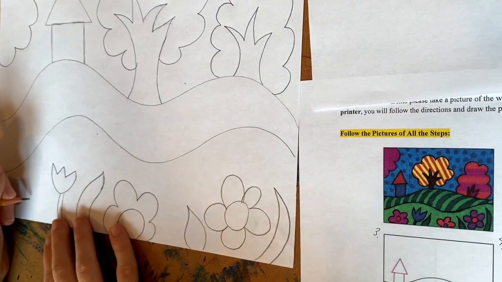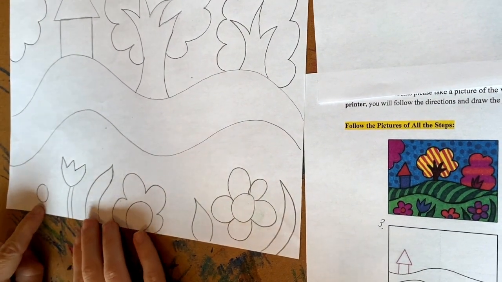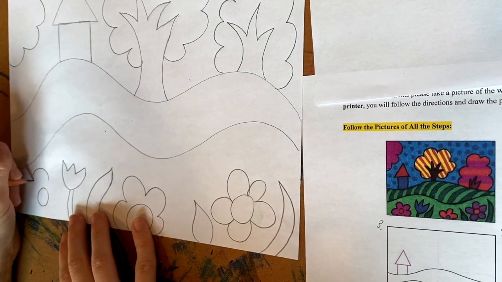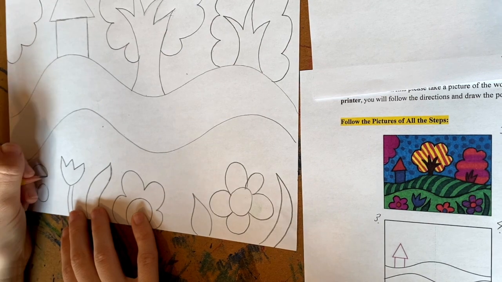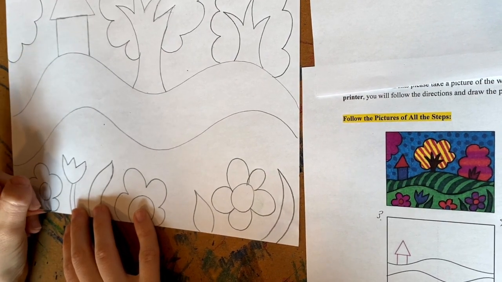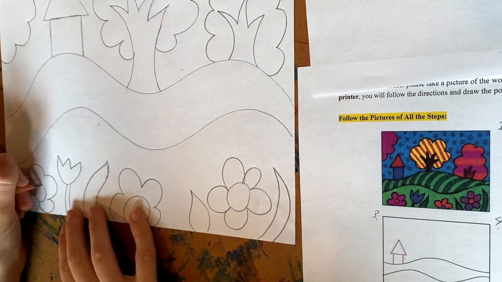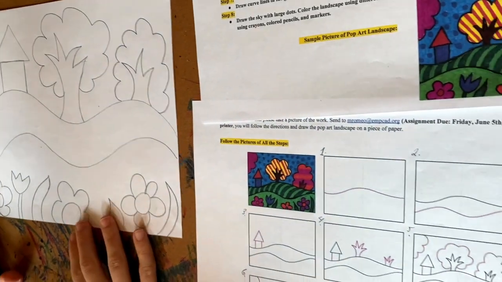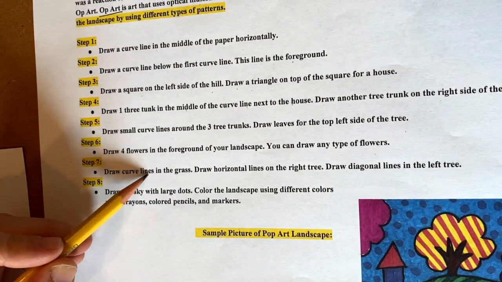Now I'm going to draw my last flower. And I'm going to start above and go around. 1, 2, 3, 4, 5. Okay. So now I have my flowers. I'm going to move on to step number 7. Draw curved lines in the grass.